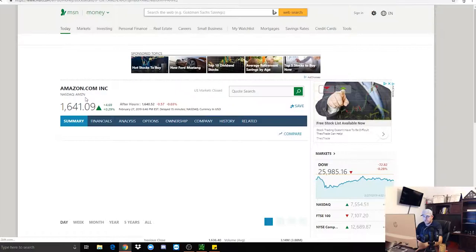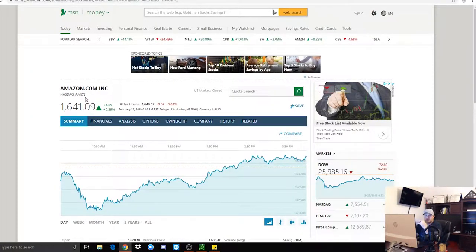So in order to buy one share of Amazon, you would have to pay $1,641.09, give or take, depending on what seller you find. You can find a little bit better price. But overall, the share price did close out at 16.41 today.